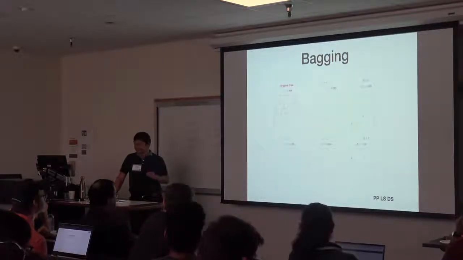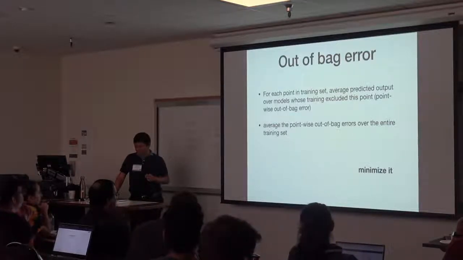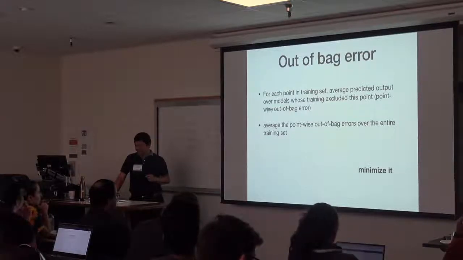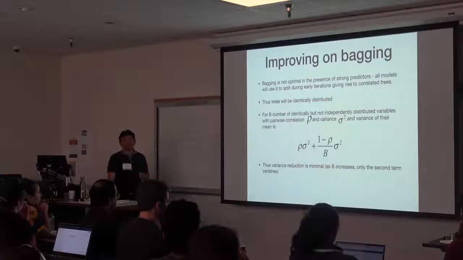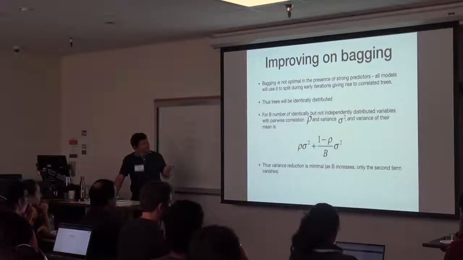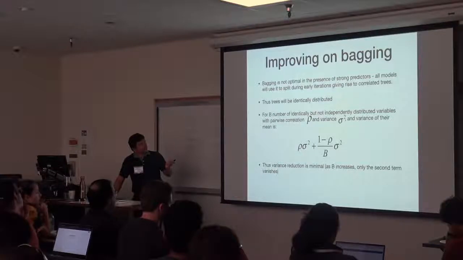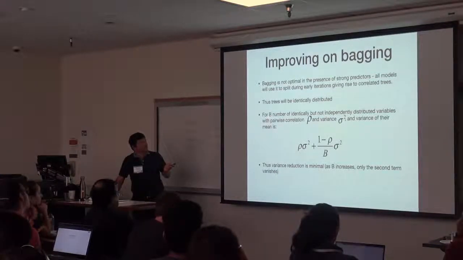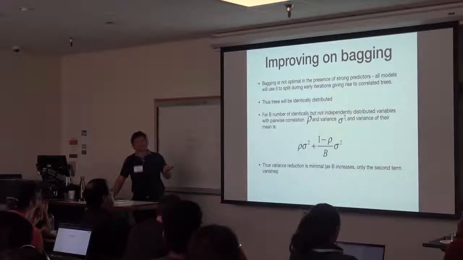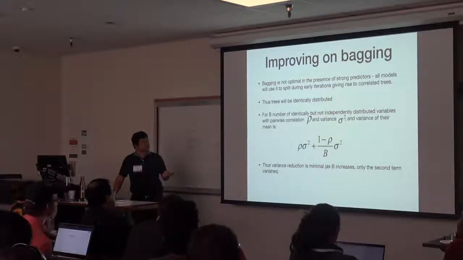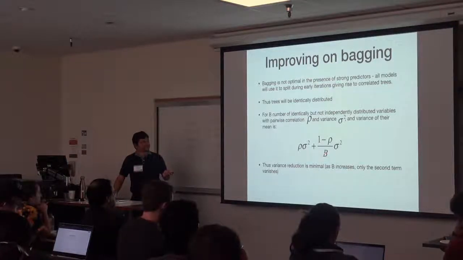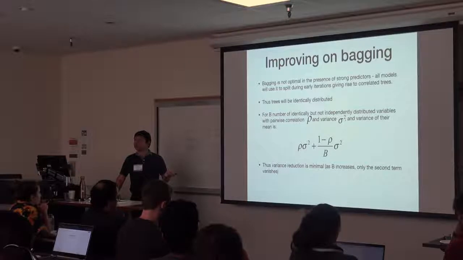So here's an example of bagging where you use different examples and so on. Out of bag error, I already mentioned that, and bagging can be improved upon. So bagging is again not optimal for the reasons that I already mentioned. Suppose you've got B identically but not independently distributed variables. So this is the B that we are talking about. Then what happens is that as the B increases, this term is going to go to 0, but this term is not going to go to 0 at all. And so just by having bagging, you're not going to be able to improve things at all. So the variance reduction will be minimal in such a case.